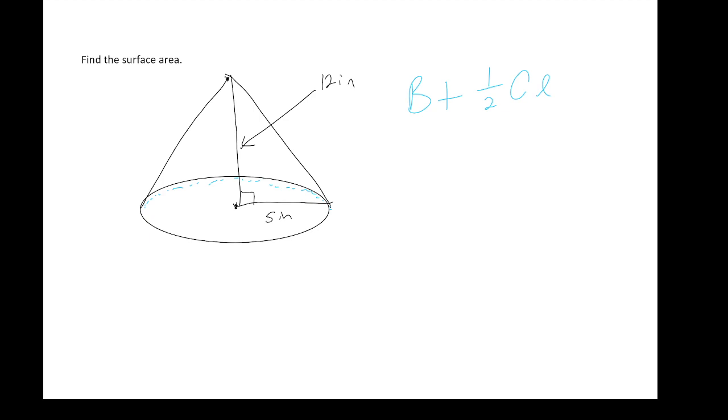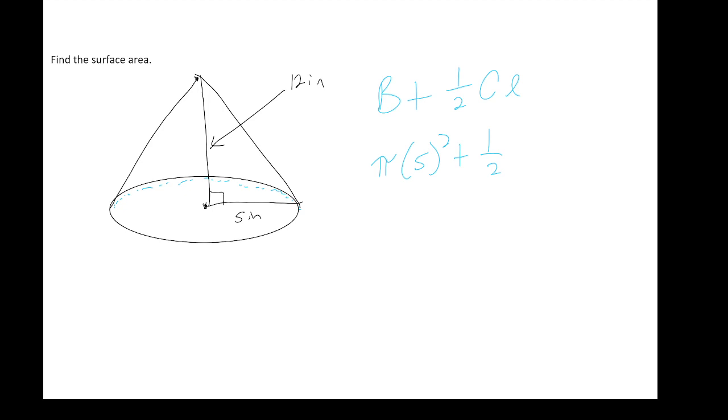So area of my base is going to be, it's a circle, pi times the radius, which is 5 squared, plus 1/2. And how do we find circumference? Well, it's pi times your diameter, and your diameter is going to be 2 times 5, which is going to be 10. And then we have to get my slant height, which we don't have. It's not given to us. The slant height is this edge right here. This is L.